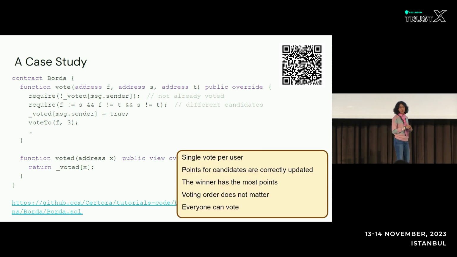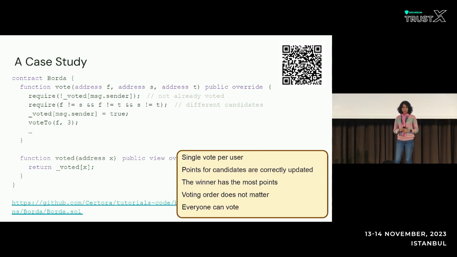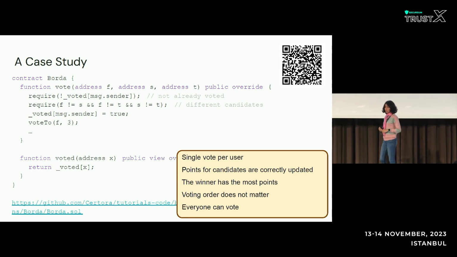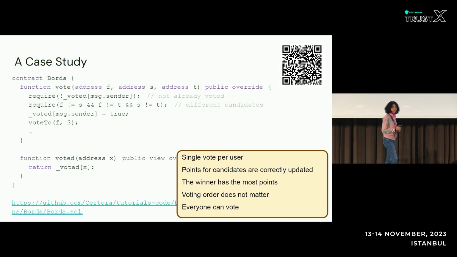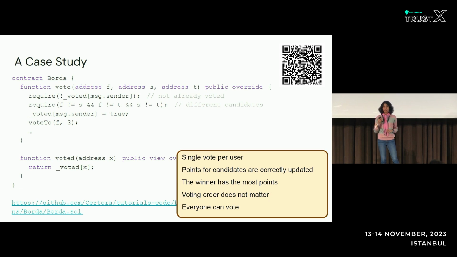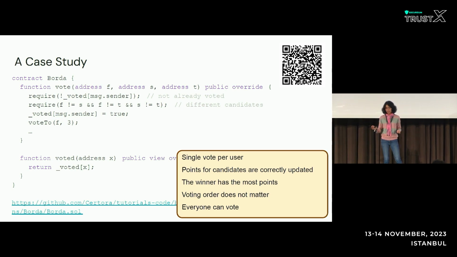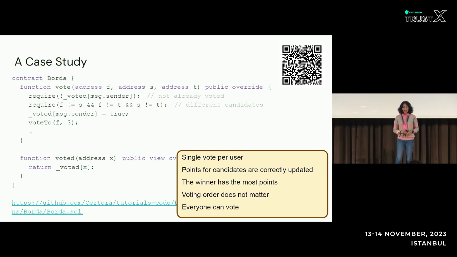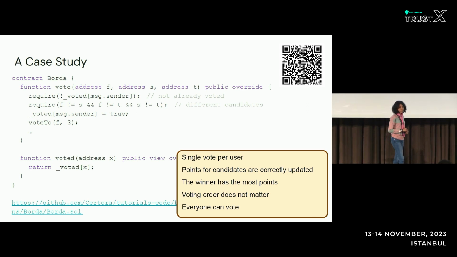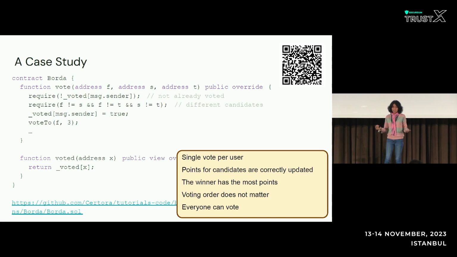So what are some interesting properties about this that could be worth checking? I have a couple that we wrote here. If you have others, feel free to speak up. I'll tell you some of the interesting properties that are important for Borda to satisfy. So one is that every voter should be only allowed to vote once. That makes sense, right? We don't want to have too many votes from the same person. We should make sure that the votes, the points, are correctly added up so that there is no mistake. We also want to make sure that the winner has the largest number of points.